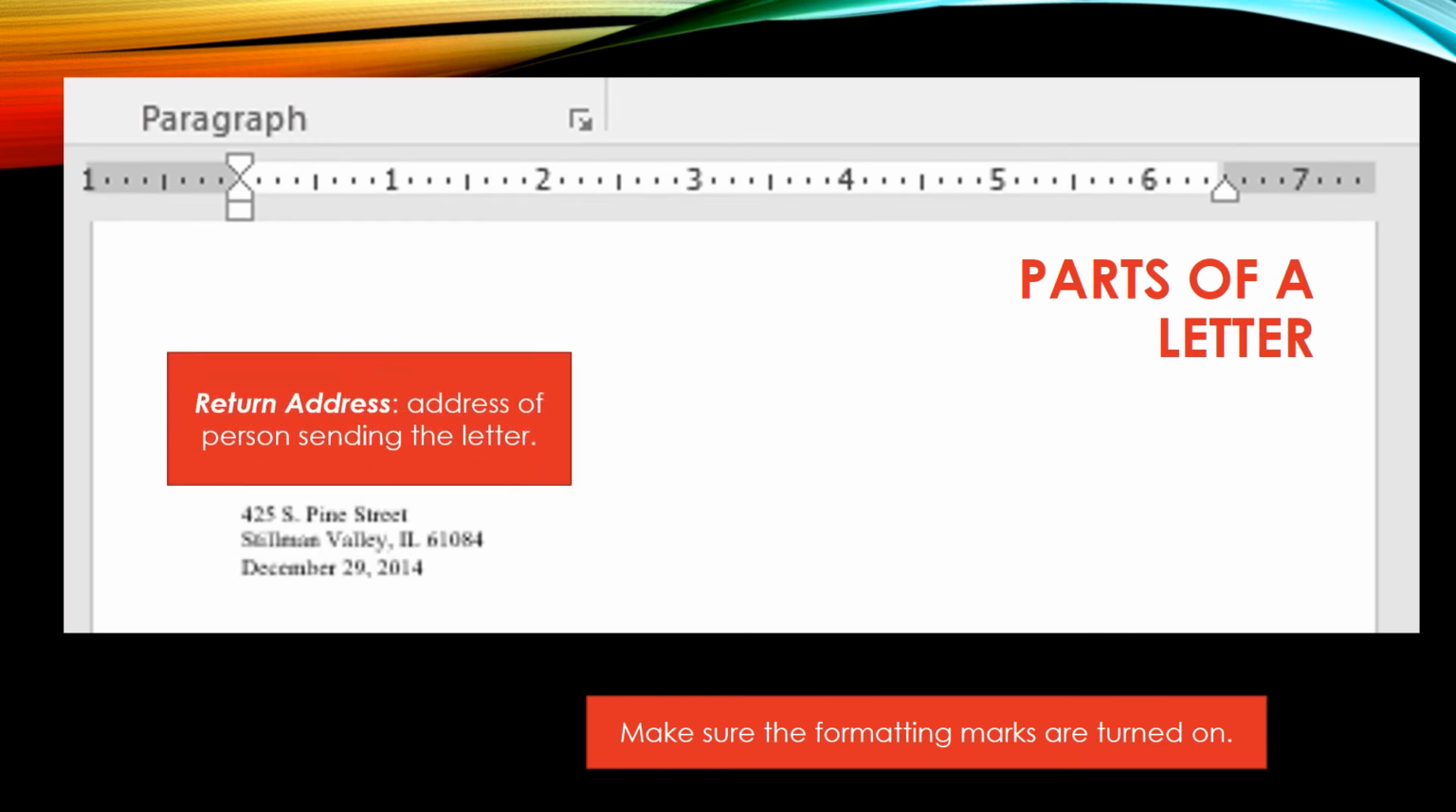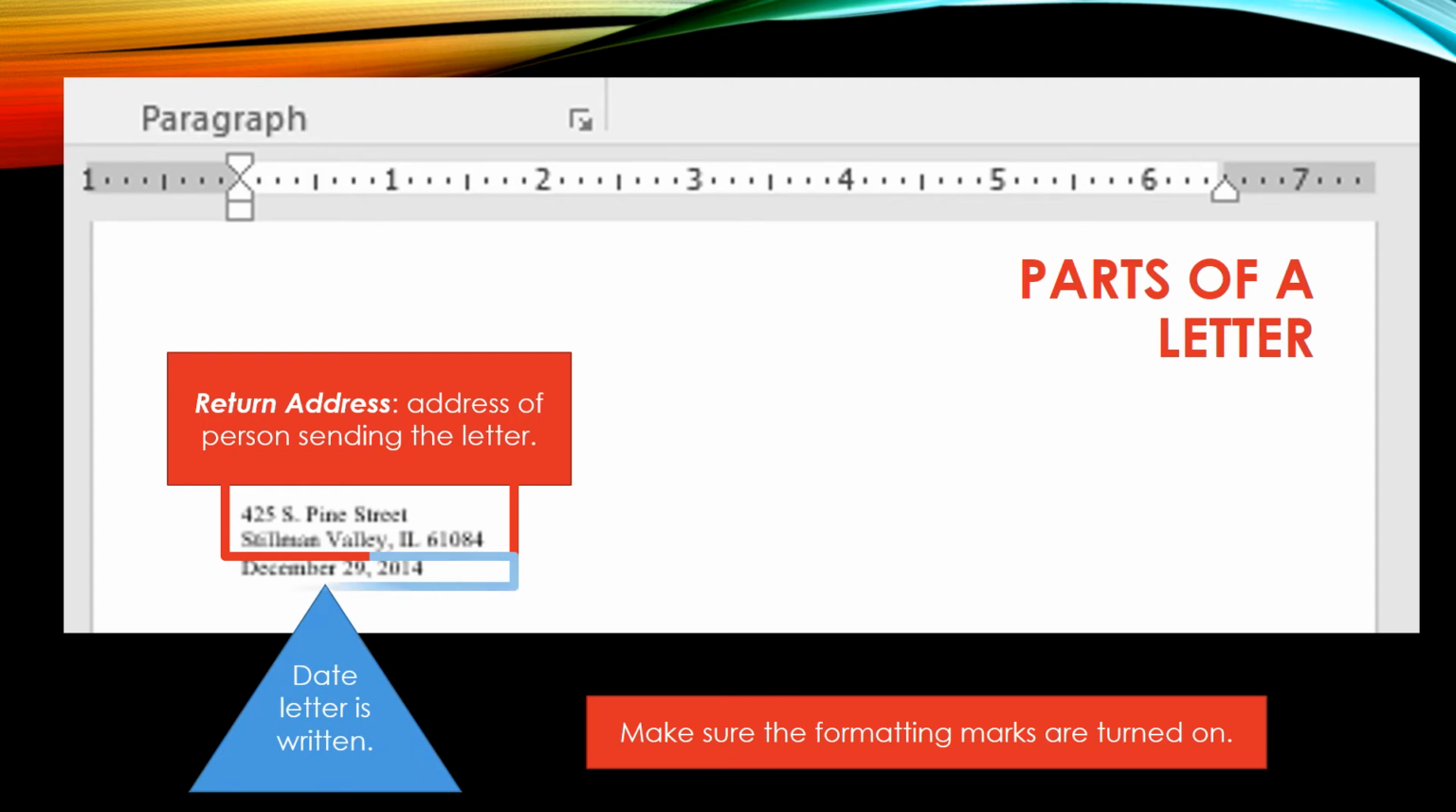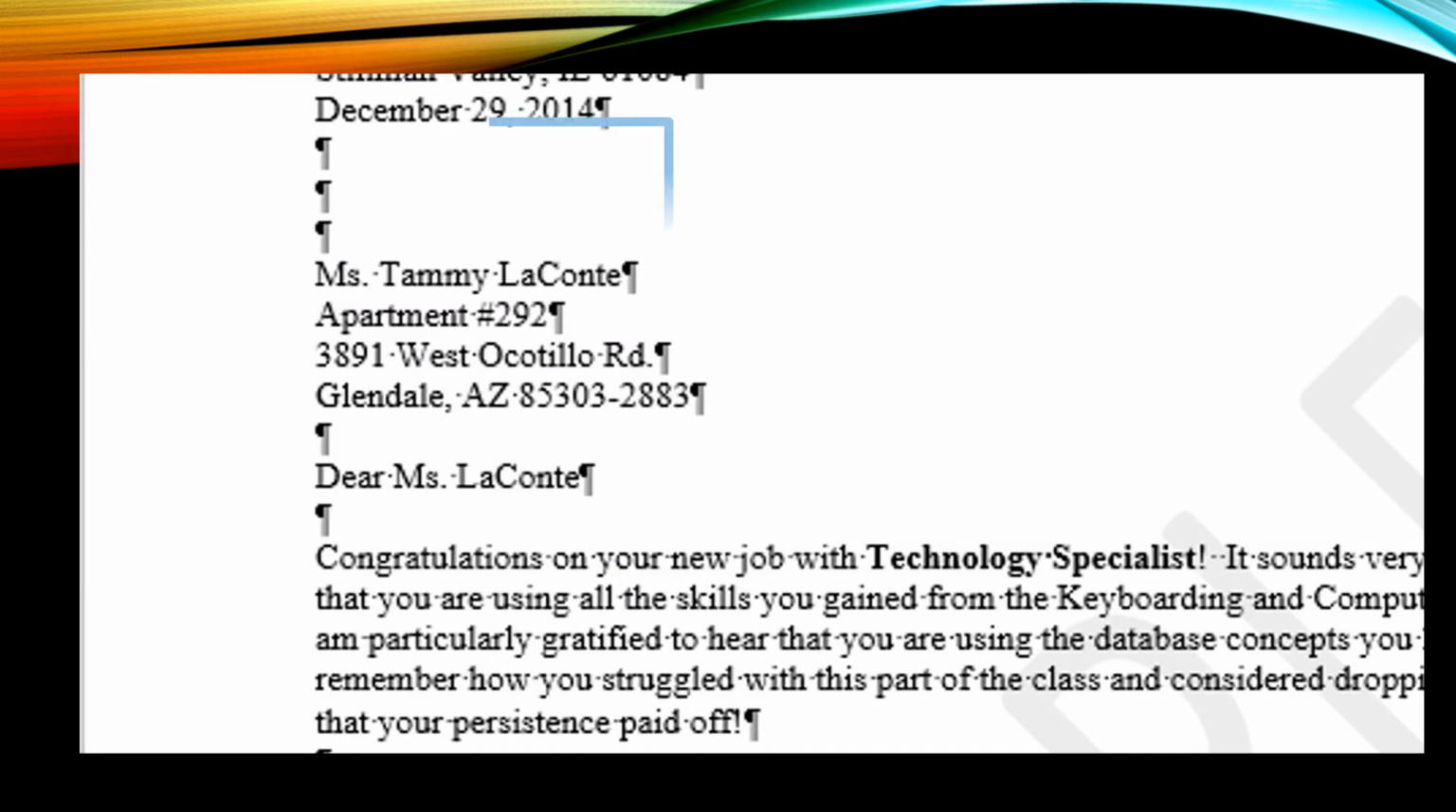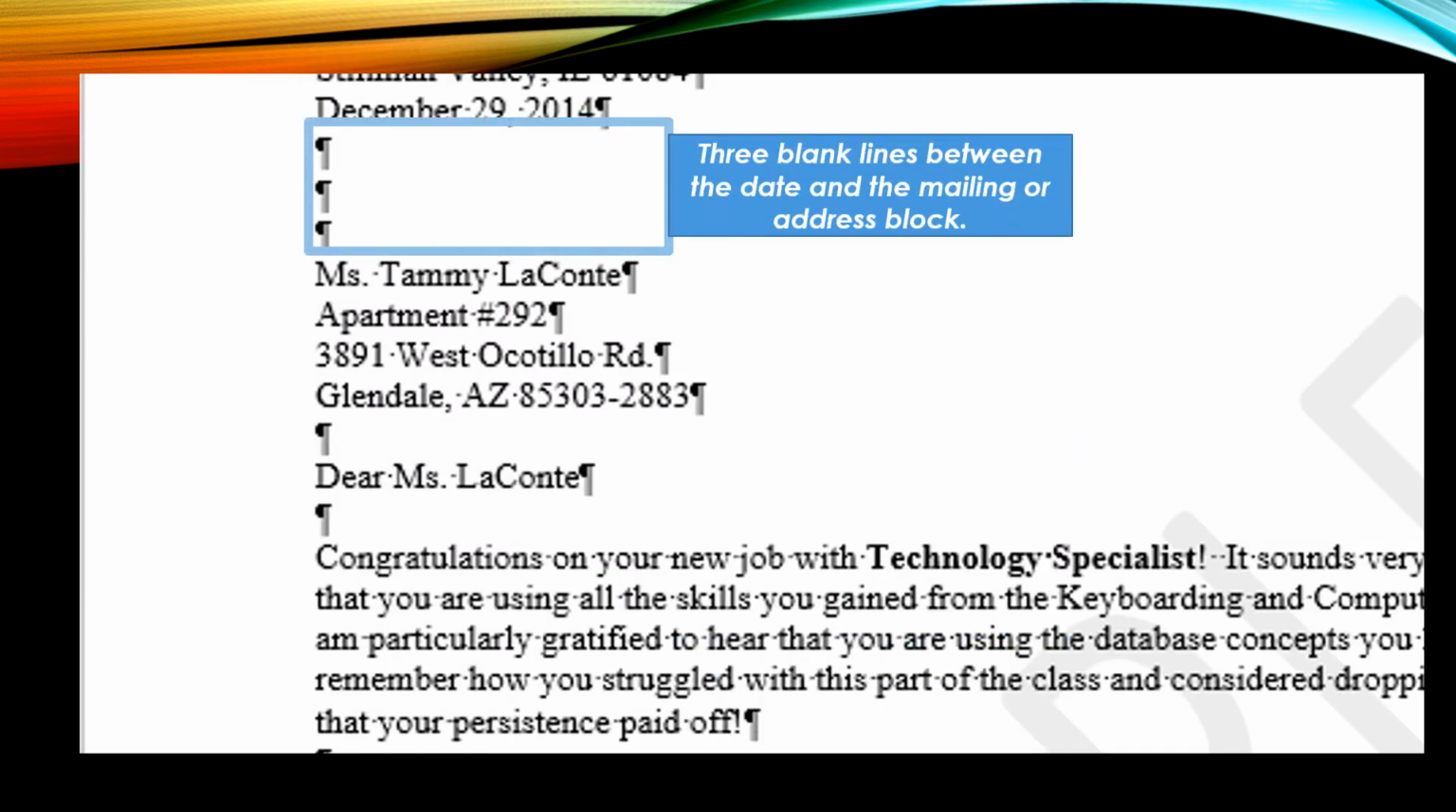Parts of a letter. The return address is the address of the person who is sending the letter. The date of the letter is written or typed right after the city, state, and zip code of the person sending the letter. After the date, leave 3 blank lines between the date and the mailing or address block.